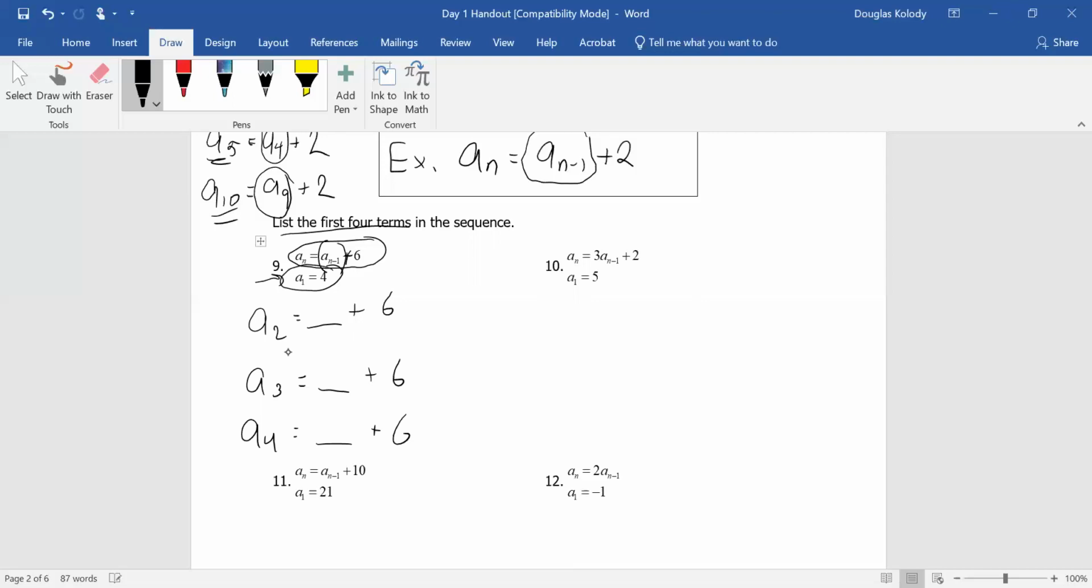Okay, what's the previous term to A sub 2? Isn't it A sub 1? Right, but what is A sub 1? A sub 1 is 4. And 4 plus 6 is 10. There's my first answer. To find A sub 3, I need to take the previous term plus 6. But what's previous to A sub 3? Isn't it A sub 2? Well, wait, what is A sub 2? We just found it. A sub 2 is 10. 10 plus 6 is 16.